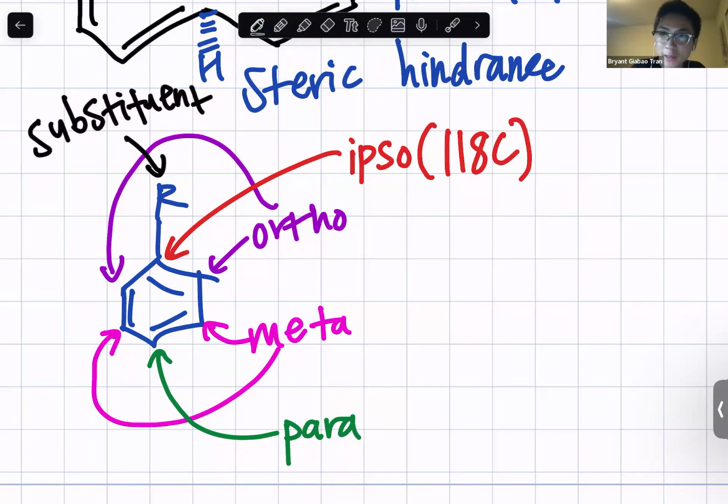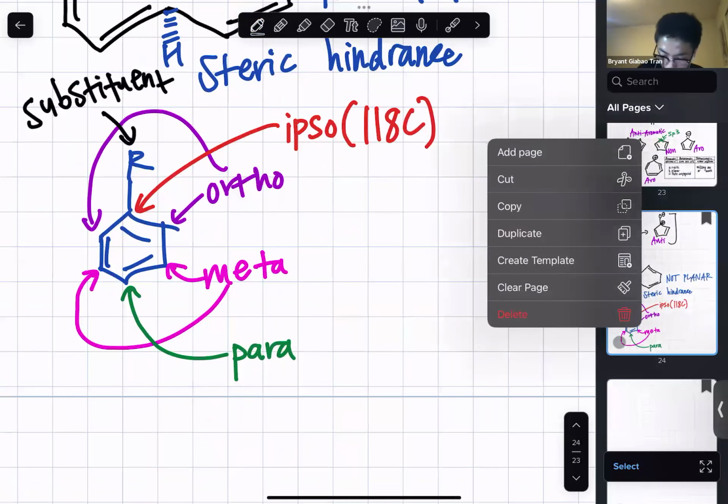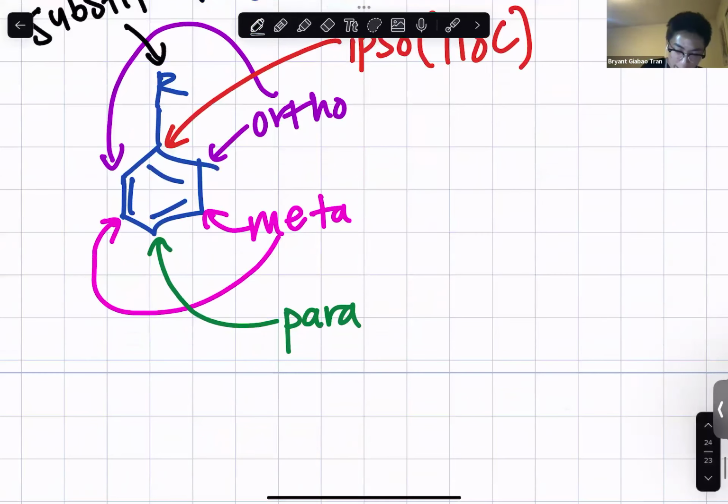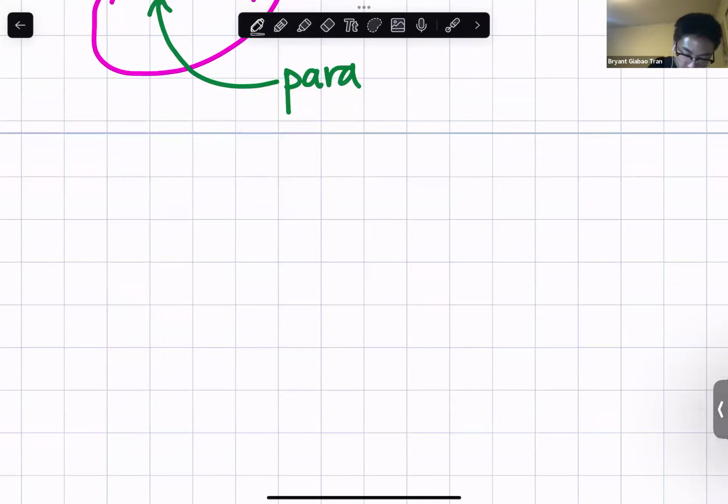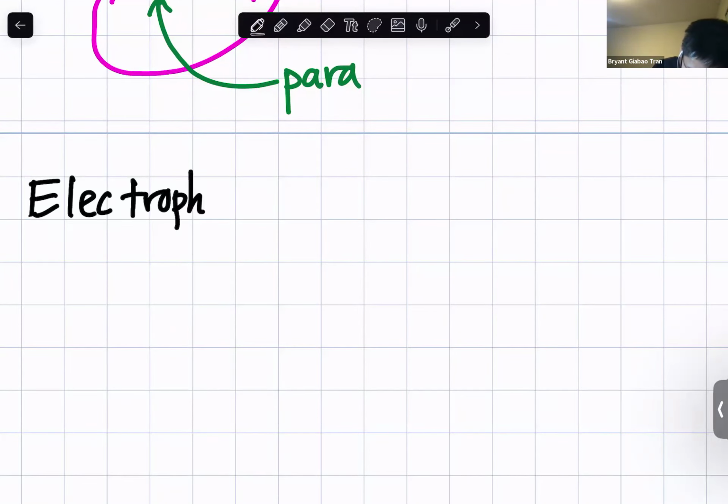Right. So let me give you the general reaction for electrophilic aromatic substitution, where a lot of the reactions that this chapter follows is this general pattern here. Electrophilic aromatic substitution.